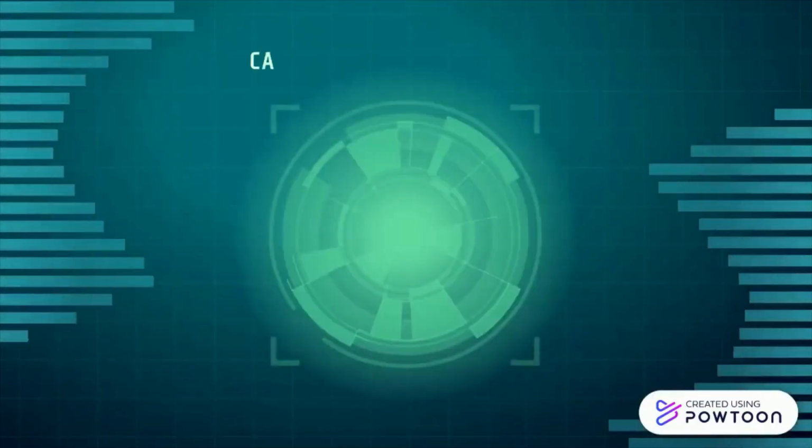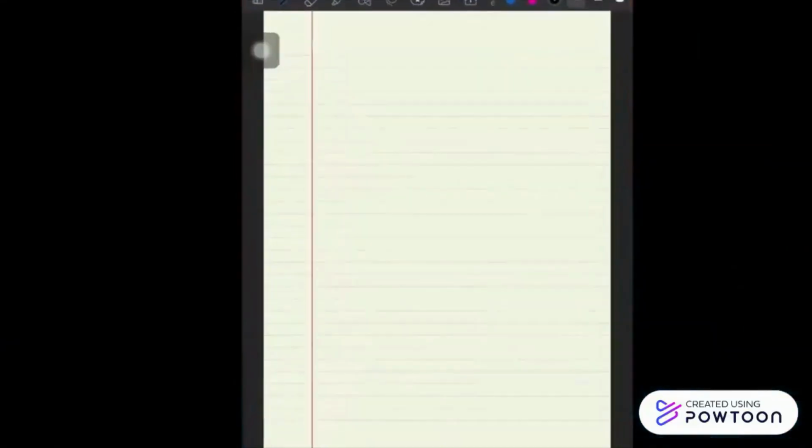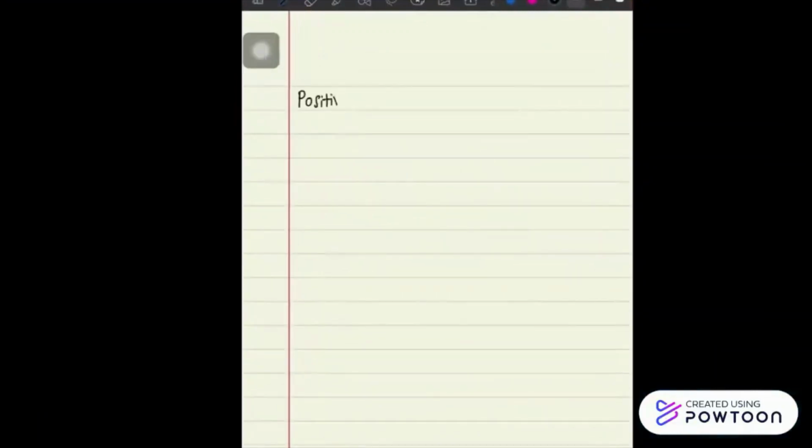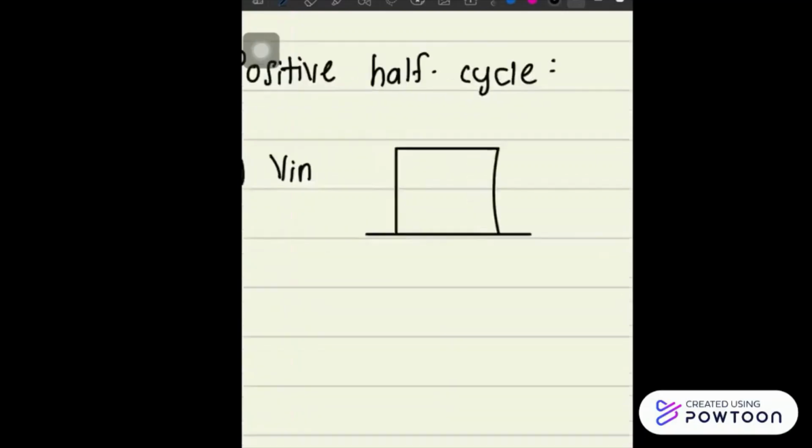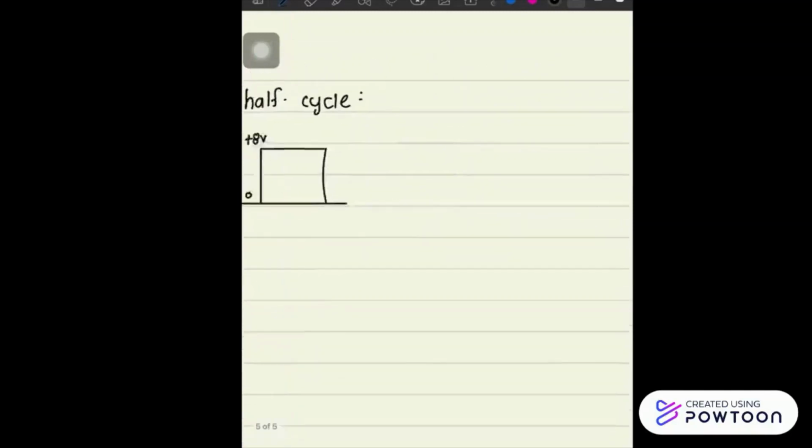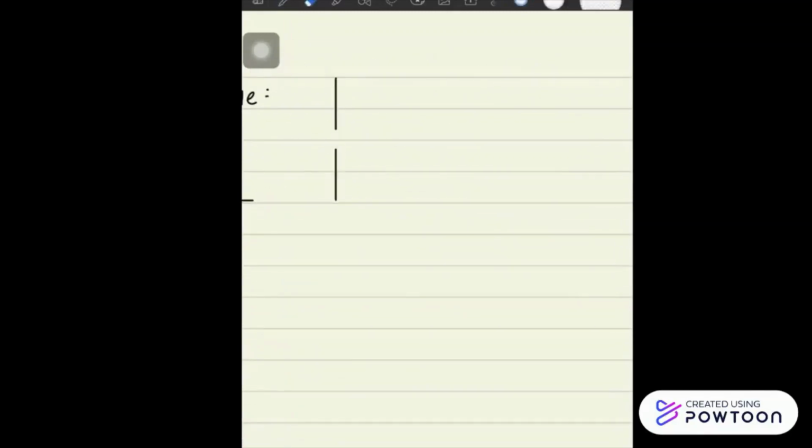Hi, my name is Nanjo. A clamper is a network constructed of a diode, a resistor and a capacitor that shifts a waveform to a different DC level without changing the appearance of the applied signal. For the network shown, the diode will be forward biased for the positive portion of the applied signal, which is 8 volt. For the interval 0 to T/2, the network will appear as shown in the figure.